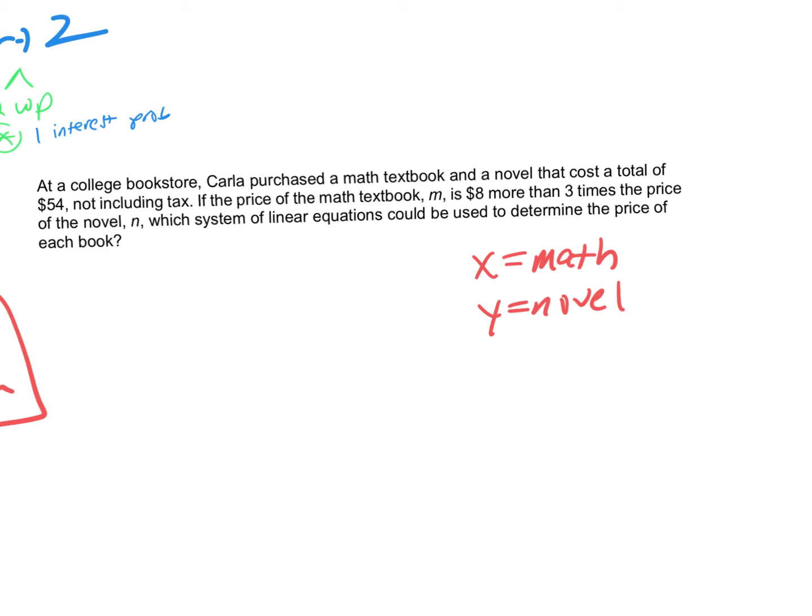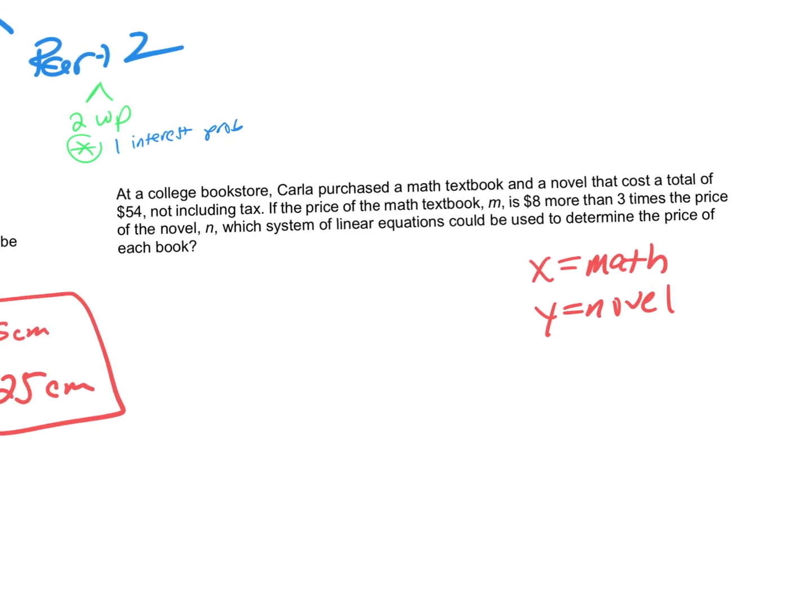No, you can use any letters you want. Does math have to be first and novel second? No, it doesn't matter. But read what this says, okay? So look, use what you just defined. I'm going to replace math with x and novel with y. The cost of the books is 54 dollars. So I bought this, and I bought this, and it equaled 54. How would I write that equation?